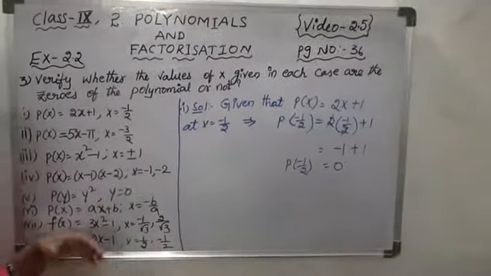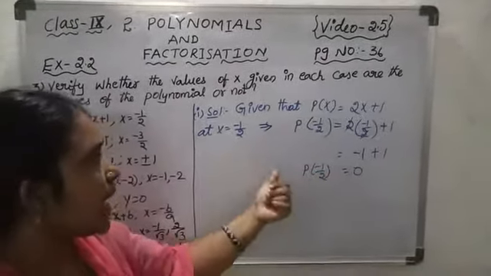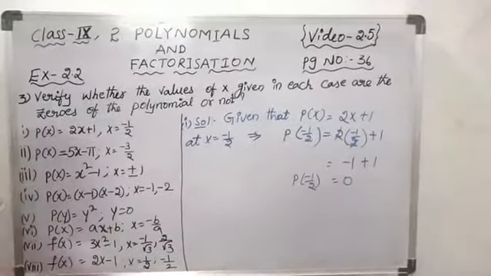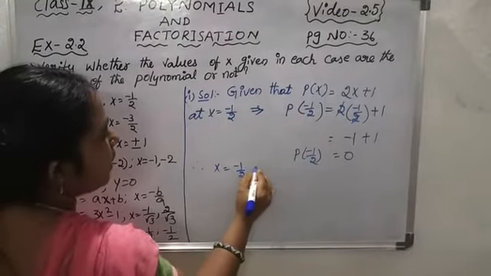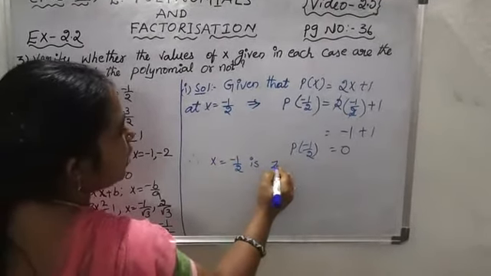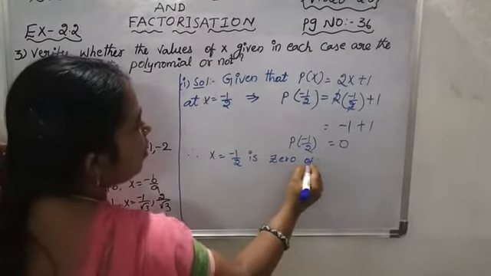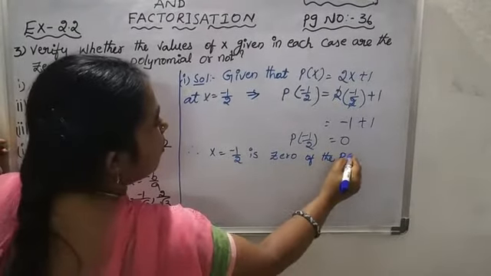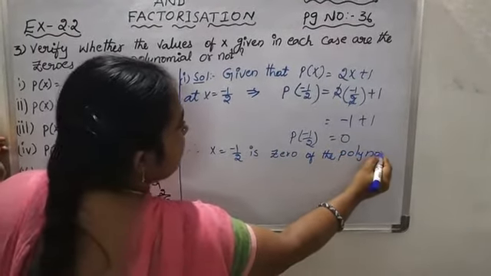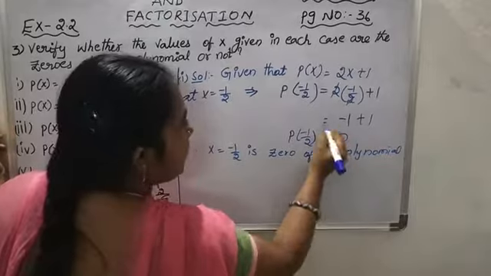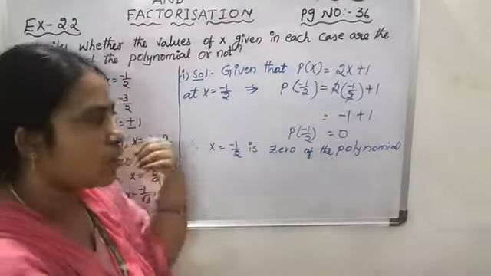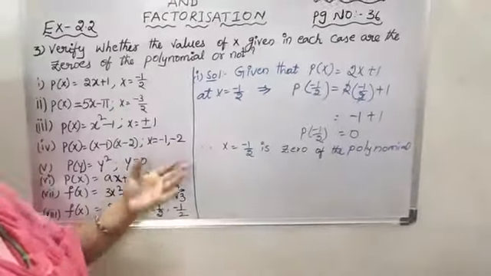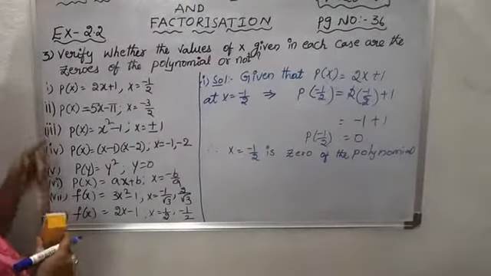So if we are getting the remainder 0, that value is called the zero of the polynomial. Therefore, x is equal to minus 1 by 2 is a zero of the polynomial. If we are not getting remainder 0, then x is equal to minus 1 by 2 is not the zero of the given polynomial. Same like that, we are going to the next one.